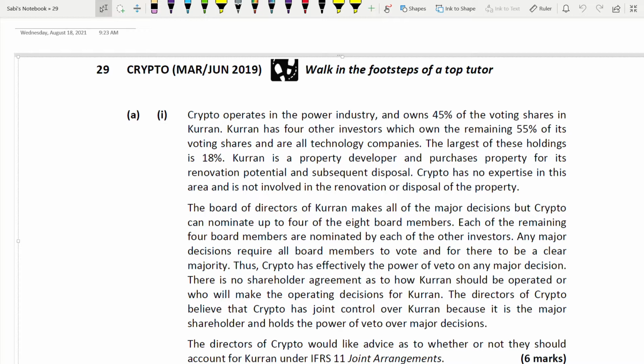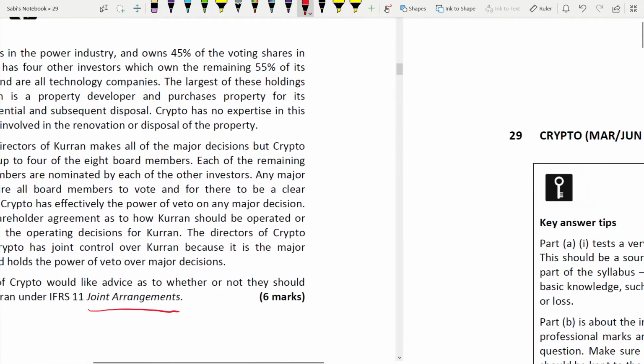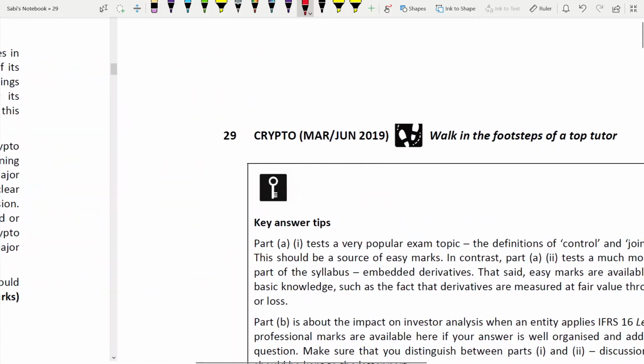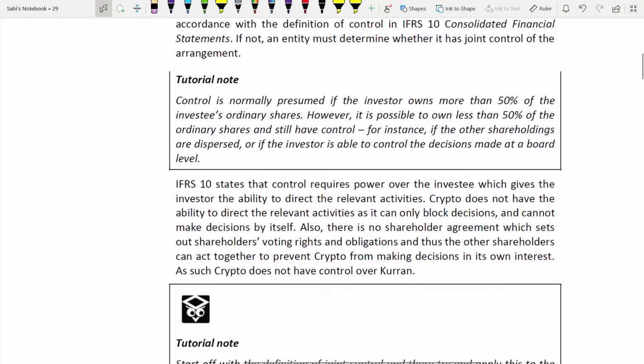So the first question is for 6 marks, and here they are talking about whether the company is in a joint arrangement or not according to IFRS 11. Whether you should account for it as a joint arrangement under IFRS 11. So for this type of question, how do you start? This is for 6 marks. If you see the answer, it is very big. You're not supposed to write so much.